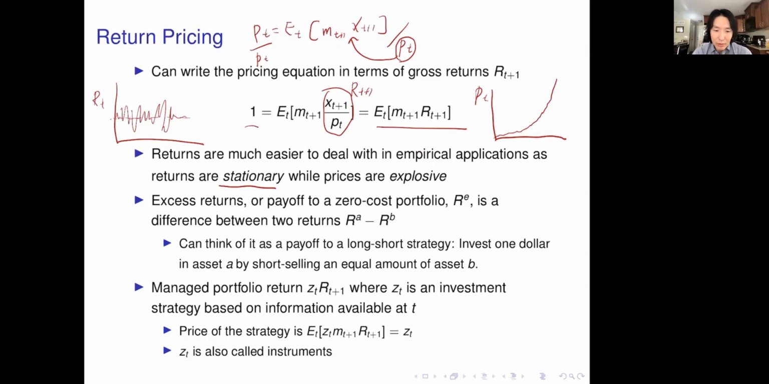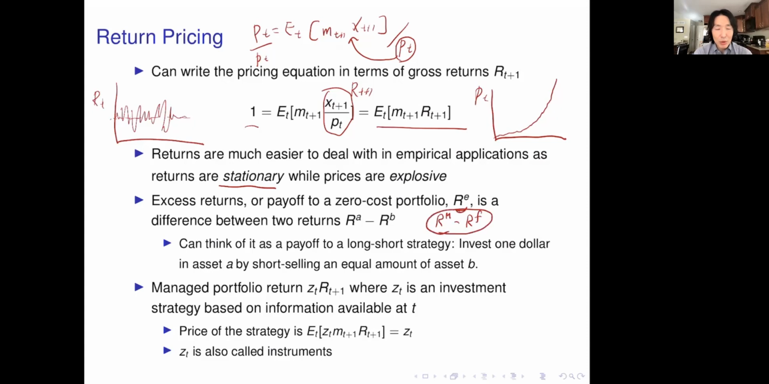And we also consider the item called excess returns or payoff to a zero cost portfolio, which we call usually RE, which is simply the difference between two returns, RA and RB. 때로는 excess return이라고 해서 제로 코스트 포트폴리오의 페이오프가 되겠죠. 이거를 사용하는 경우가 많은데 이 excess return은 무엇이냐? 두 가지 다른 리턴의 디퍼런스입니다. 그래서 어떤 두 가지 리턴의 디퍼런스냐? 보통은 이제 예를 들면 스탁 마켓 리턴에서 리스크 프리 레이트를 뺀 경우 이런 경우가 돼요.